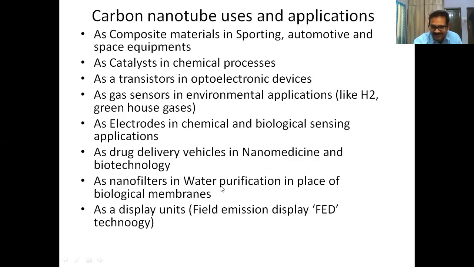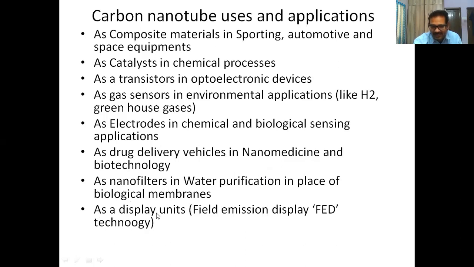As nanofilters in water purification, nowadays the biological membranes are being replaced with carbon nanotubes. These are all ultra filtering materials. They can filter in a better way, purifying the water without losing the natural characteristics of the water. So it is safe handling and a low cost process to get these membranes.